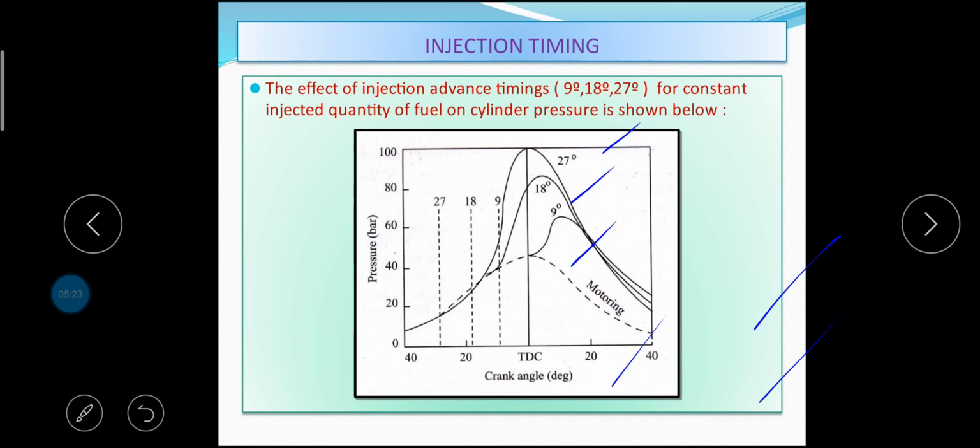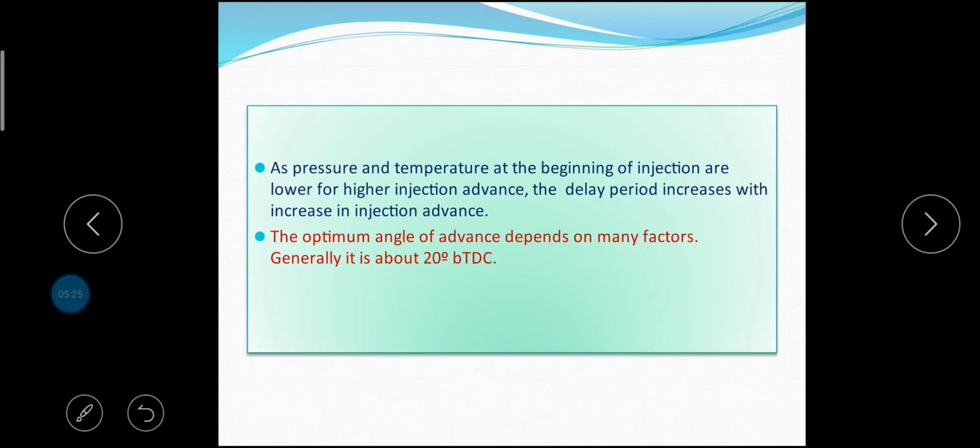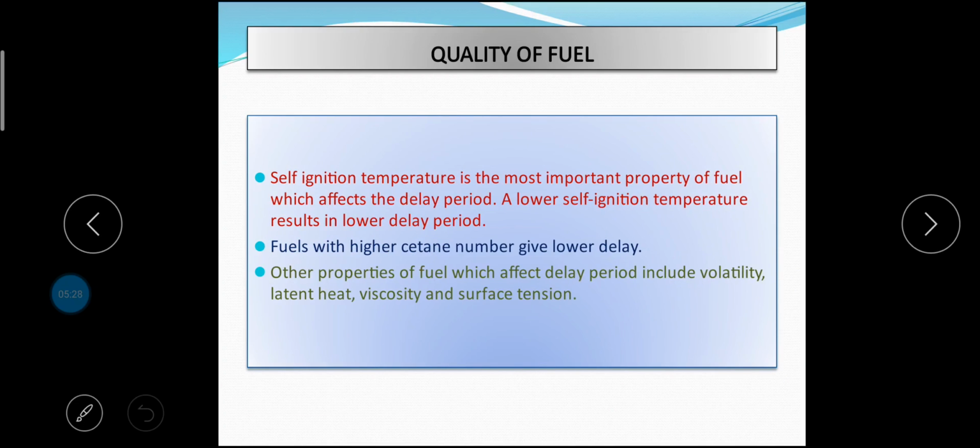Next, quality of fuel. Self-ignition temperature is the most important property of fuel which affects the delay period. A lower self-ignition temperature results in a lower delay period. Fuels with higher cetane number give lower delay. Other properties of fuel which affect delay period include volatility, latent heat, viscosity and surface tension. This is about quality of fuel.